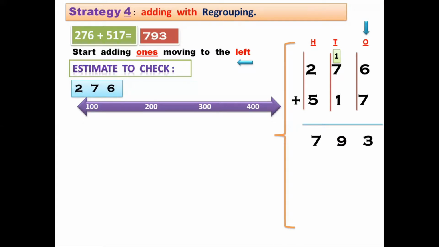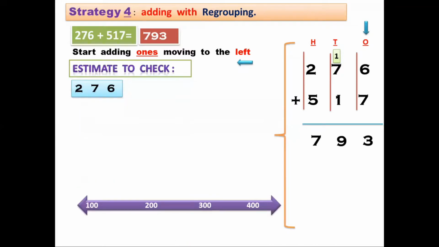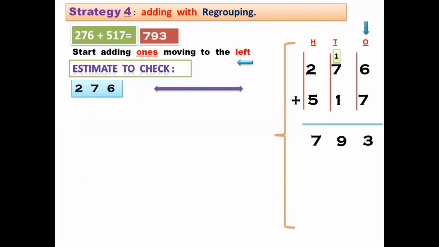Now, where does 276 sit? That's right. We find that 276 is between 200s and 300s on the number line. So what are our two options? We might round down to 200 or round up to 300. So which direction do we go in? Do we round up to 300 or do we round down to 200?